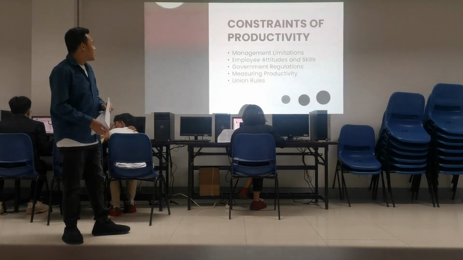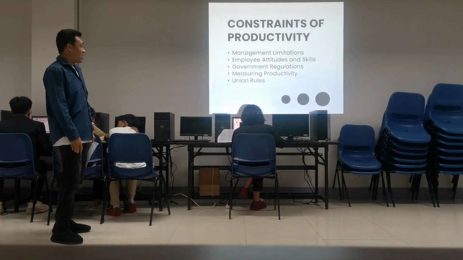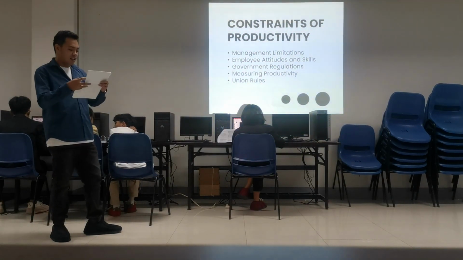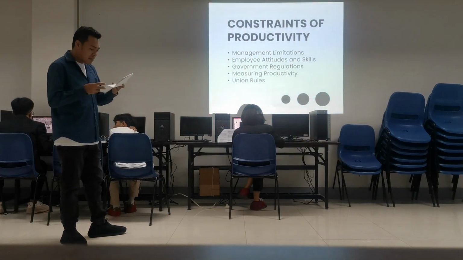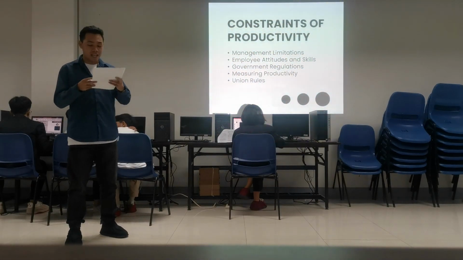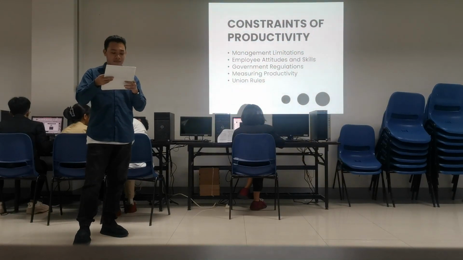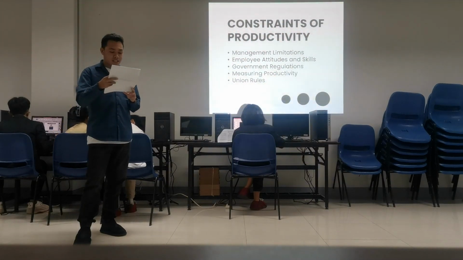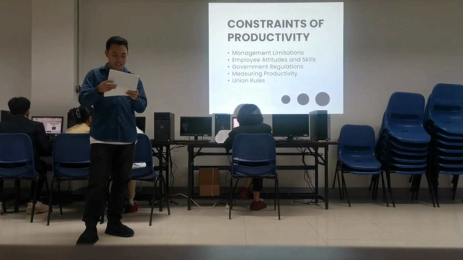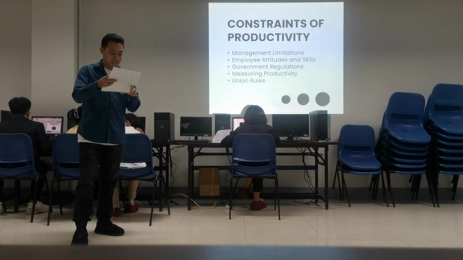Next slide. So, constraints of productivity. We have management limitations, employee attitudes and skills, government regulations, measuring productivity, and union rules. So, management limitations. For employees to contribute to improving productivity, they must believe that management is truly committed to this objective. All too often, employees believe that management is more interested in the next quarter's profits than in producing high-quality goods or services as efficiently as possible.